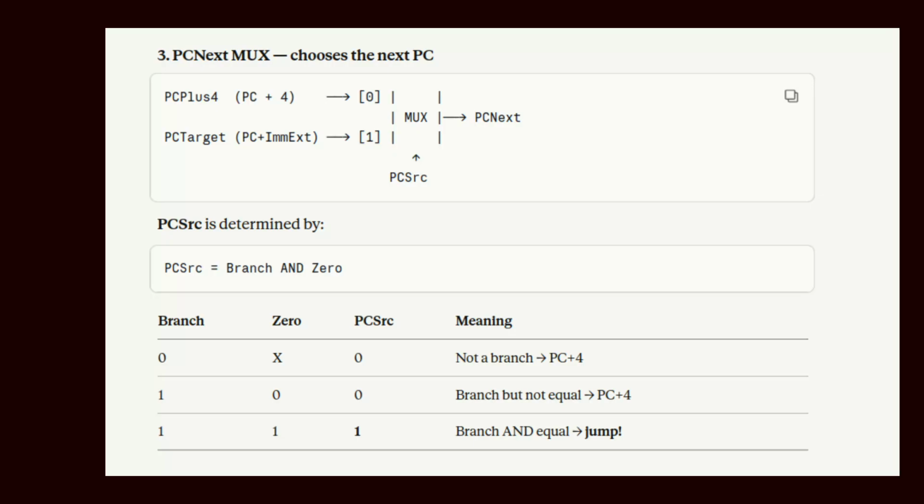Okay guys, sorry for that. So now you have understood this. Now let us see the next thing.